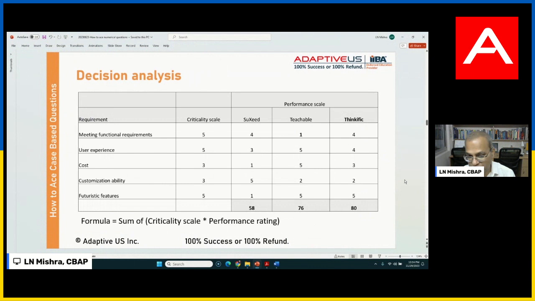So you may be asked questions on this table itself, say for example, among the parameters, which parameters have been given higher weightage? It's obviously meeting functional requirements, user experience, and futuristic features that have been given a higher weightage compared to cost or customization ability.